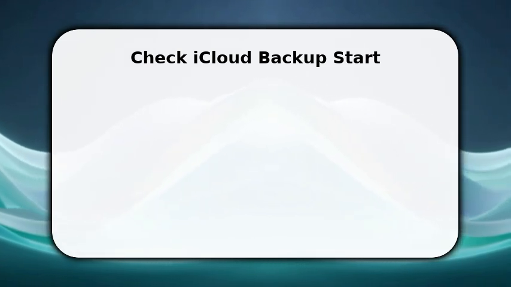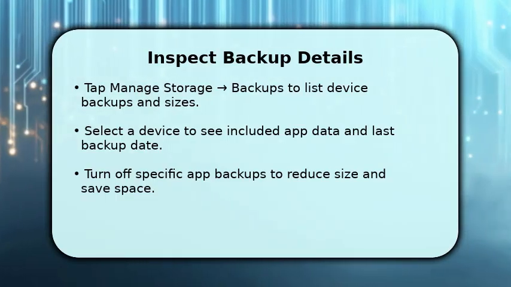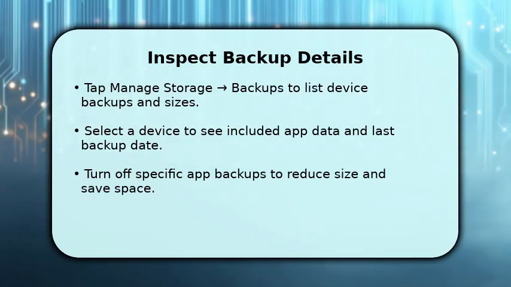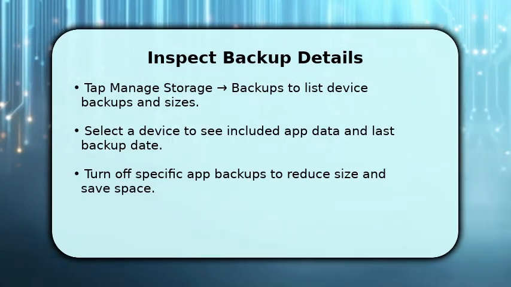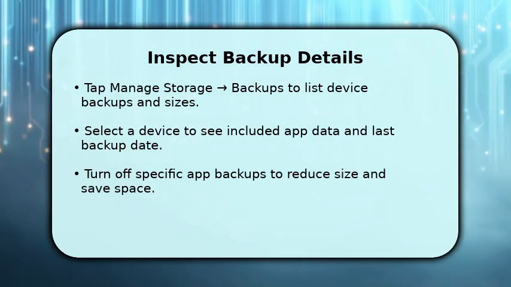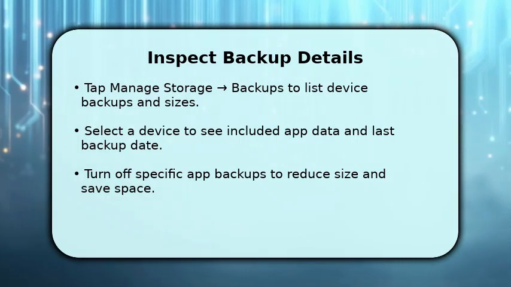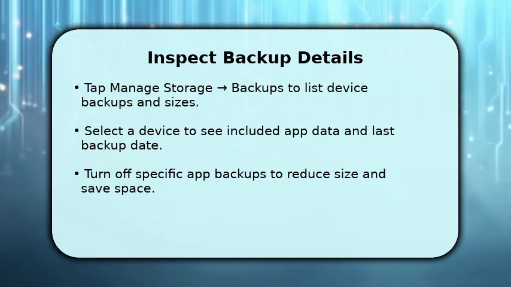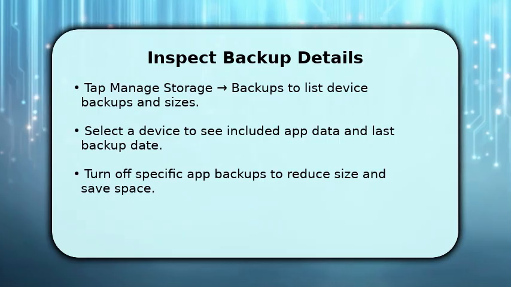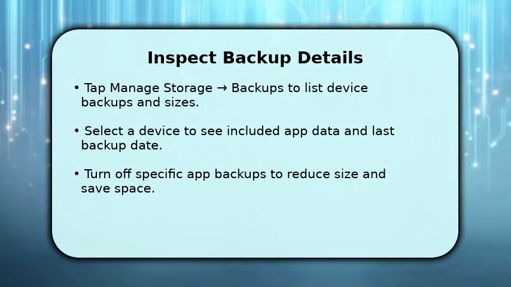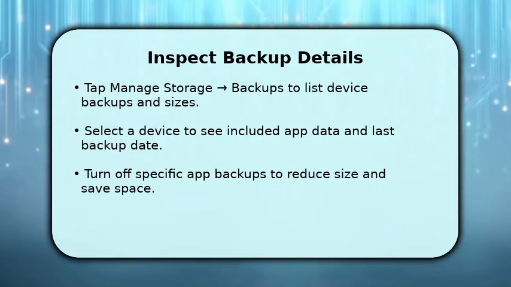Next, you inspect details to understand what's stored and why space matters. From iCloud Backup, go to Manage Storage, then Backups. You'll see each device, backup sizes, and dates. Tap a device to view which apps and data are included, messages, photos, app data, so you know what's consuming space. If you need to shrink a backup, turn off non-essential app backups here. iCloud will stop saving that app's data in future backups. Make sure to leave critical data enabled so nothing important is lost.